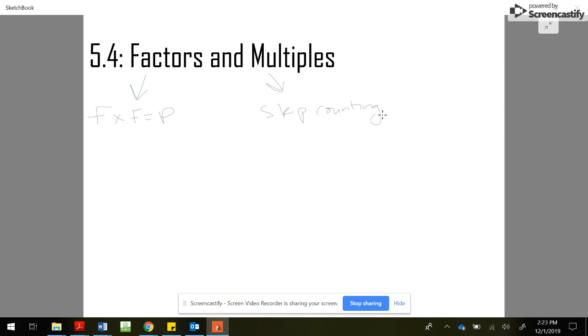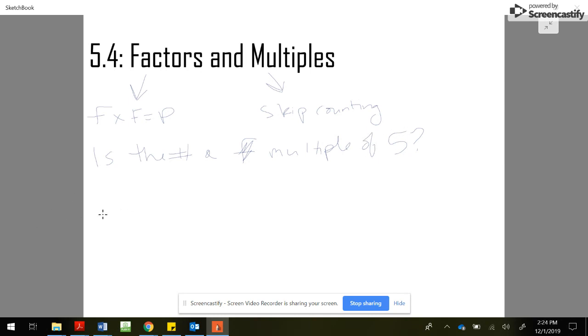What we're going to see a lot when we look at multiples is where it will say, okay, is the number a multiple of 5? So it's saying if I skip count by 5, will I say the number it gives me?